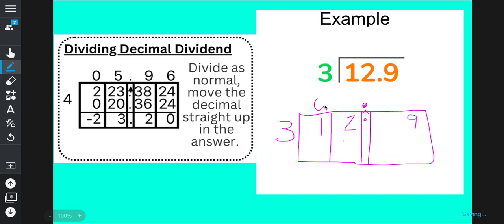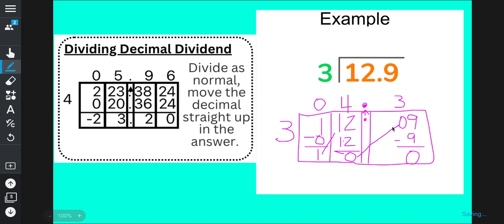3 goes into 1 0 times. We'll subtract that out. We bring that next door. 3 goes into 12 4 times. We subtract that out. We get 0. Now if this was an amount that we subtracted and still had, we would just carry it across that decimal and put it into the next box. 3 goes into 9 3 times. We multiply, we subtract, we get 0 remaining.